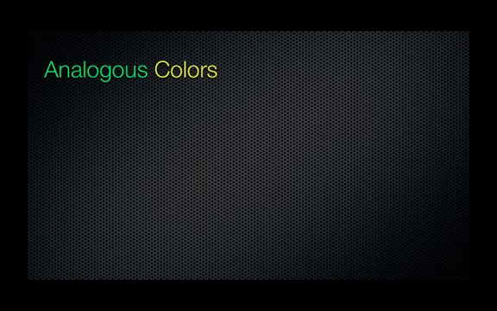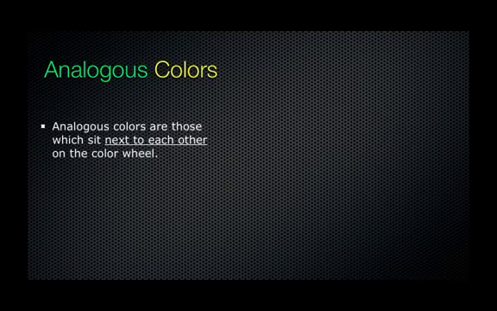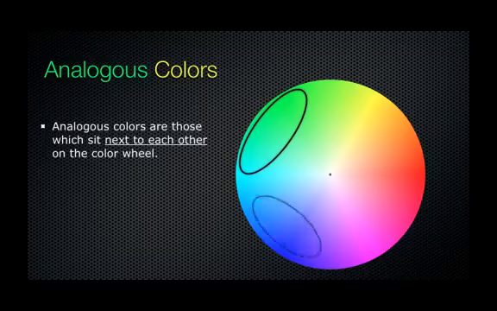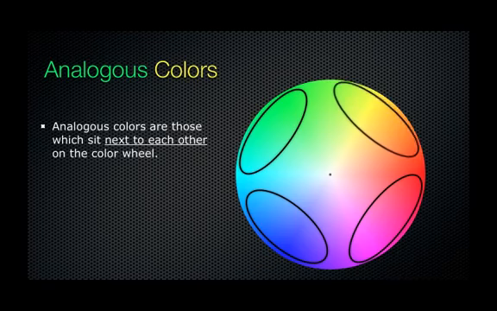Another color combination that's pretty popular is the use of analogous colors. Big word, analogous colors, sometimes also known as harmonious colors. And analogous colors are those that sit next to each other on the color wheel. So here's our color wheel. Anything that's next to the other will usually look pretty good.